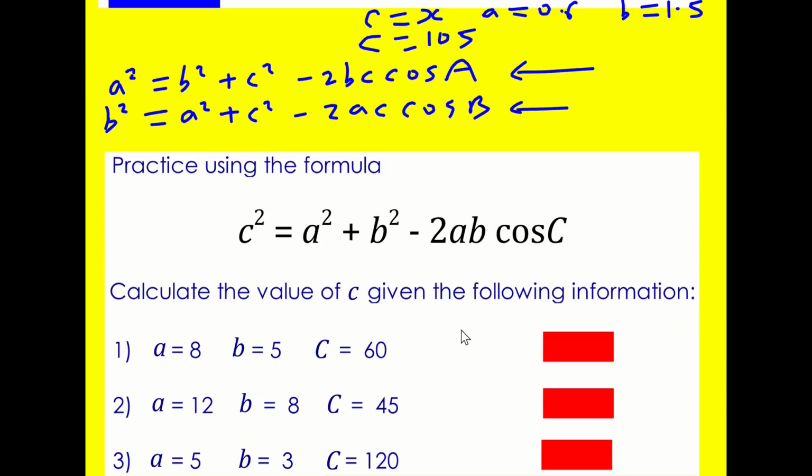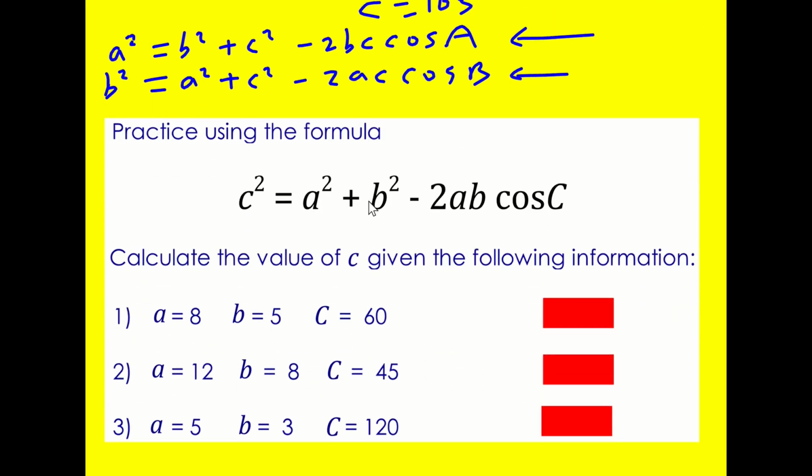So I want you to have a go at practicing using the formula. C squared equals A squared plus B squared minus 2AB cos C. Can you calculate the value of C given the following information? A, B, and C in each of these cases. Pause the video and give this a go.